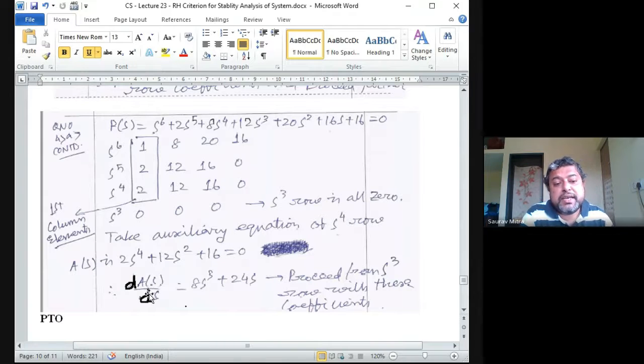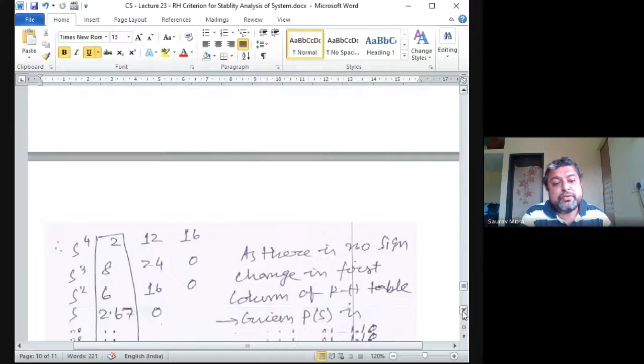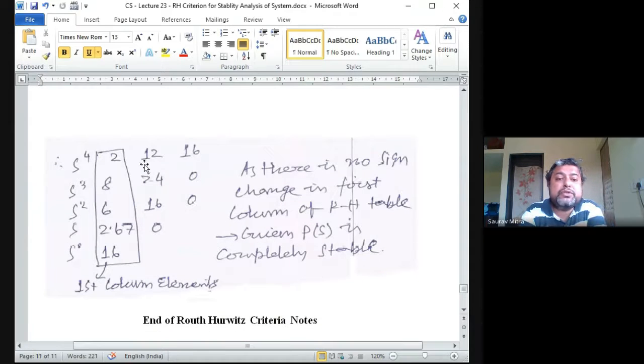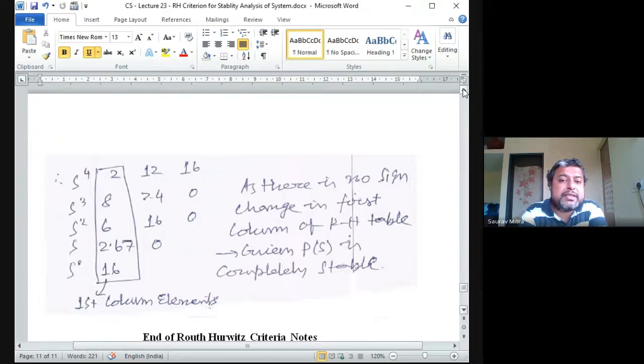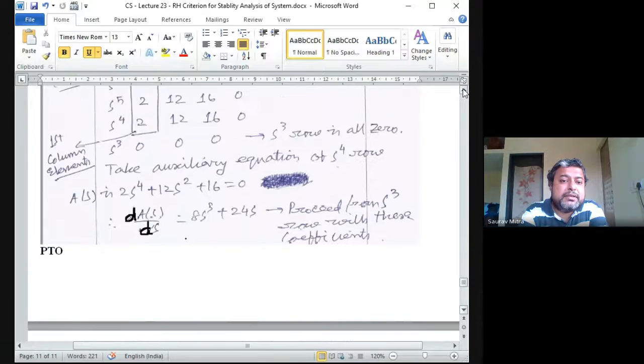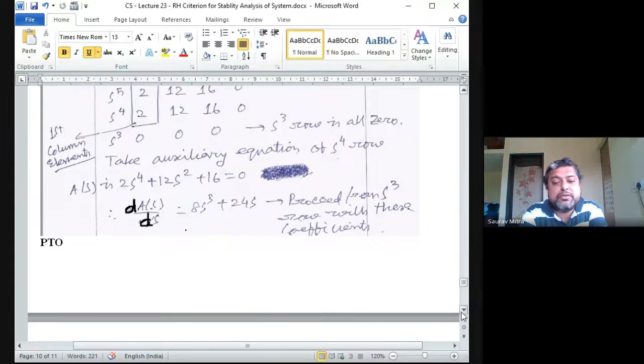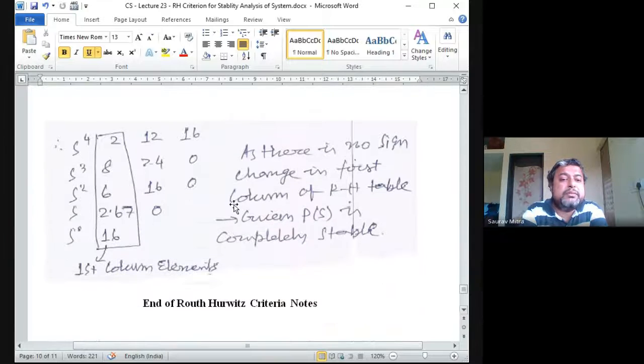Then take dA/ds. So if you are doing it, this is 8s cube plus 24s, like this. So what will now be the s cube element? S cube element will be 8 and 24. So you are finding the same thing: s raised to 4 element is 2, 12 and 16, and s cube element is 8 and 24. Now again you have to just keep on calculating, and you are finding other elements as 6, 16, then 2.67 and 16.